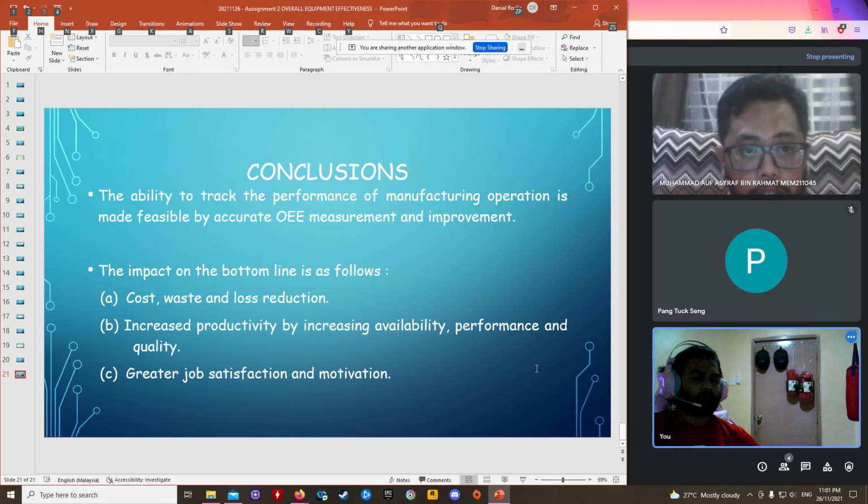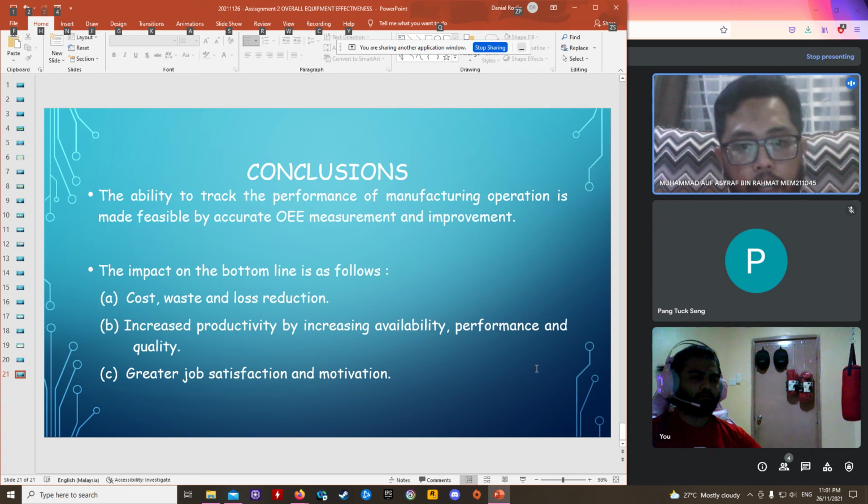For the conclusion, OEE is a very good tool that is able to track the performance of manufacturing operations and makes improvement feasible by accurate measurement. So it can impact the bottom line. For example, it can affect cost, waste, and loss reduction. It increases productivity by increased availability, performance, and quality. It can also give us greater job satisfaction and motivation. So that's all for our presentation.